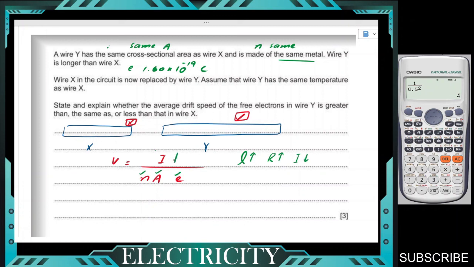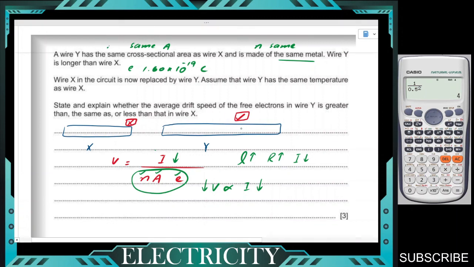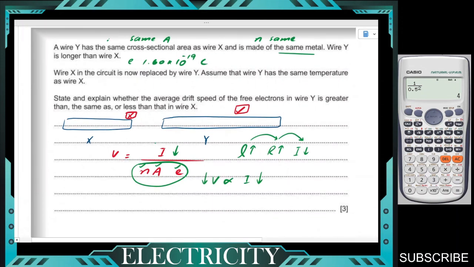So if the value of current decreases and everything else is constant, you can say drift speed would be proportional to current. And if the value of current decreases, the drift speed would also decrease. And why does the current decrease? Because increasing the length increases the resistance, and increasing the resistance decreases the current. So this is how we answer this question.